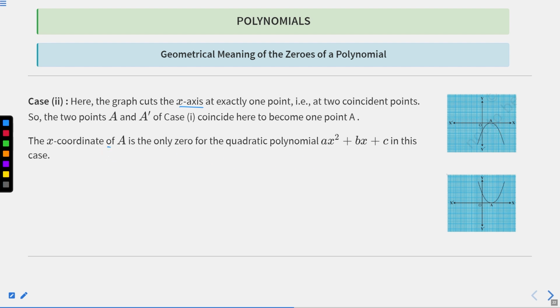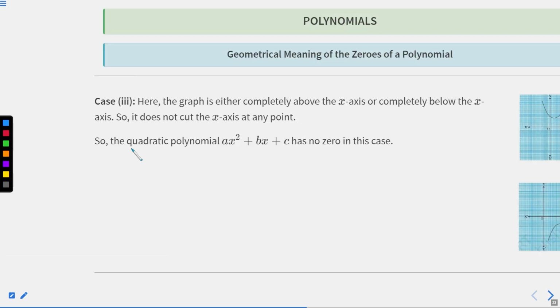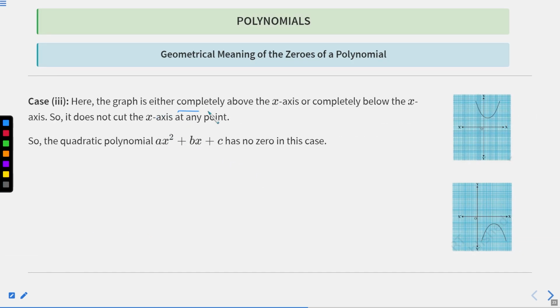So the x coordinate of A is the only zero of the quadratic polynomial ax square plus bx plus c in this case. Okay, and now case 3. In case 3, the graph is either completely above the x-axis or completely below the x-axis. Okay, so it does not cut the x-axis at any point. So the quadratic polynomial ax square plus bx plus c has no zero in this case.